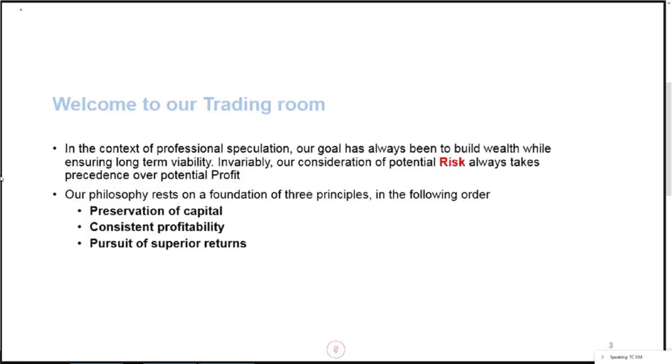And finally, my third point for this slide: the pursuit of superior returns. It should always be considered after you've done the first two diligently. Patience is the biggest element in this part of our trading philosophy. That's where, after you build out your nest egg or a buffer, let's say if you have a good quarter, you can afford to take slightly more risk than you otherwise would have. That will only come into consideration after the first two conditions are met.